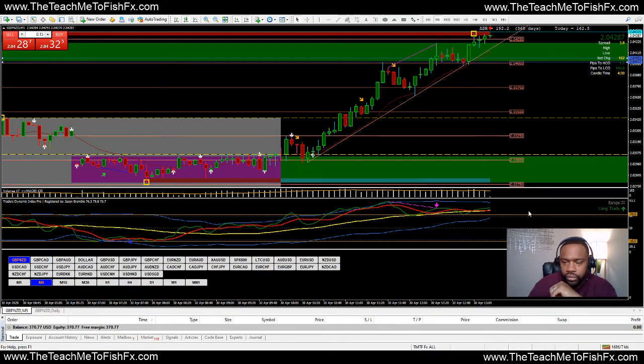The TDI has two main levels that people look at, your 70 level and your 30 level. Whenever your green price line goes over the 70, that means it's in an overbought position. Whenever your green line goes below the 30, your TDI is in an oversold position. When the green line goes above the 70, you want to be looking for possible shorts. That means the market has been overbought for so long that this indicator is suggesting it could possibly turn around soon.